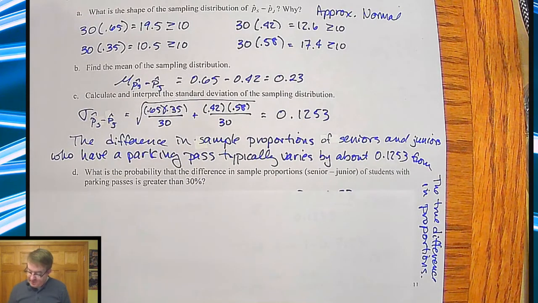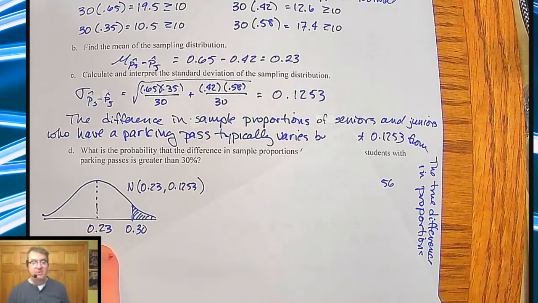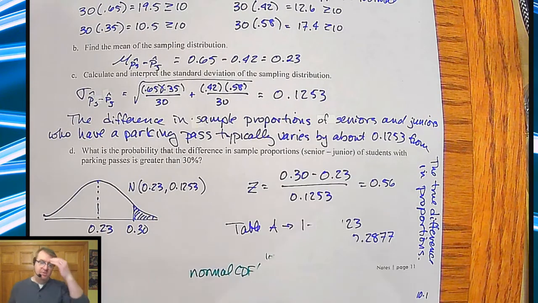And then they ask you a practical question. What's the probability that the difference in sample proportions between seniors and juniors of students with parking passes is greater than 30%? So again, you're going to draw out your nice little normal curve here. We've got 23 as the mean. Here's my 30%. There's my definition there. So then we calculate it out.